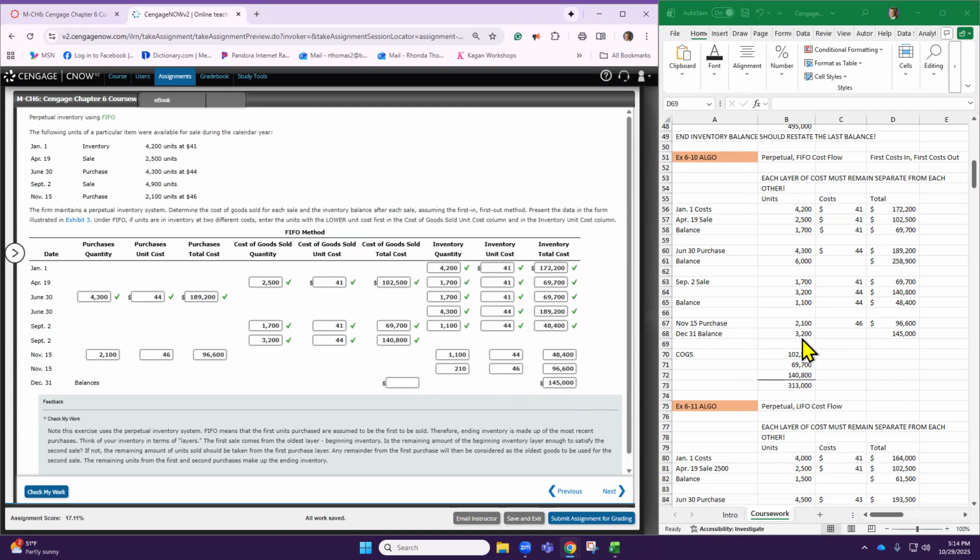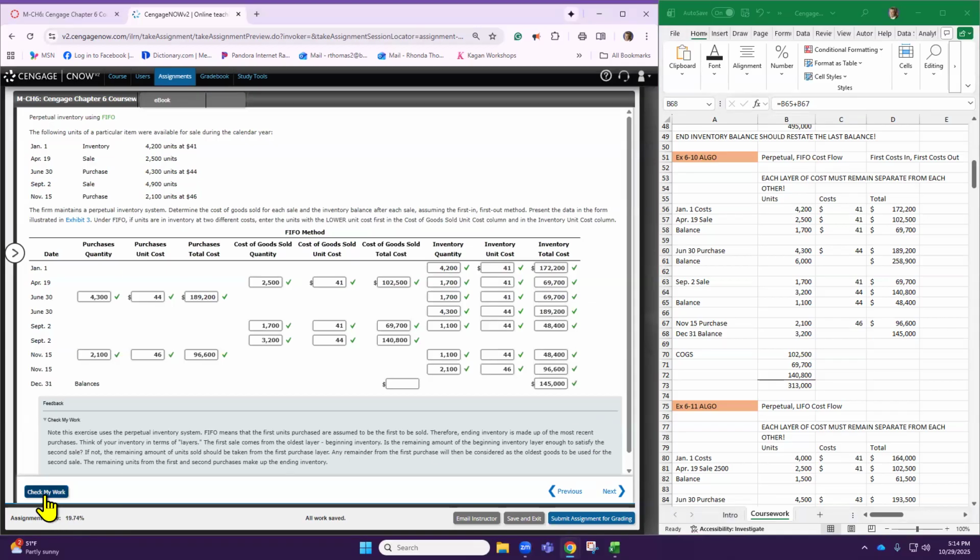So there's actually 1,310 units. And I think I've got to add a 0 there. Yeah. So now we have 3,200 units. That's what I have right here at a cost of 145,000. Let's go ahead and check that.